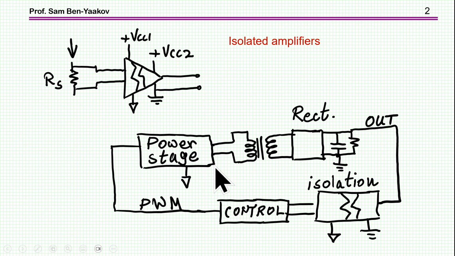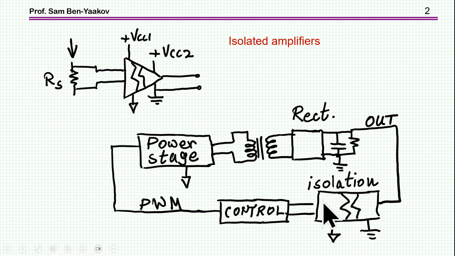Another very important example is the case of a power supply in which we have an isolated output, which has a different ground than the input at the power stage. And then we need feedback from the output to the power stage. In this case, we need isolation such that we'll have two different grounds, and the signal for the feedback is going through this isolated part.